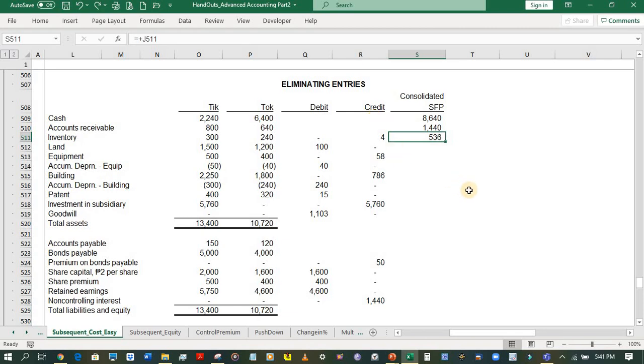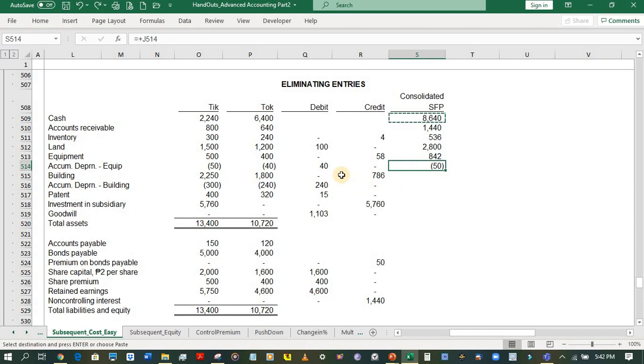So basically, the formula is TIC plus TOC plus debit, because these three are all in debit balance, then less the credit in the eliminating entry. So that is 536. Then for the equipment, we have 2,800. That is 15 plus 12 and 100. Then for equipment, that is 842. For the accumulated depreciation of equipment, it is negative 50.